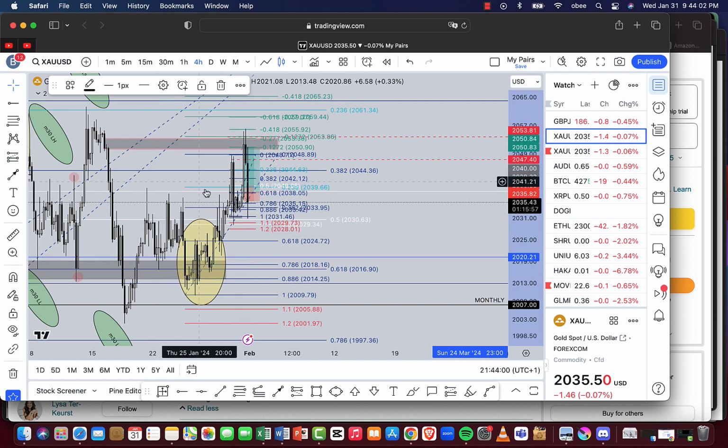Okay, so with that, it will give you that confidence that you need to take these M30 pullbacks, but overall with the H4 and the daily pro trend.